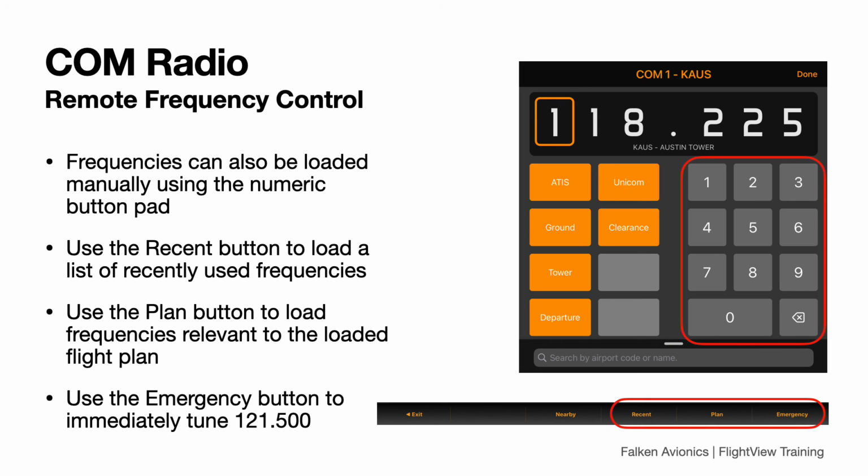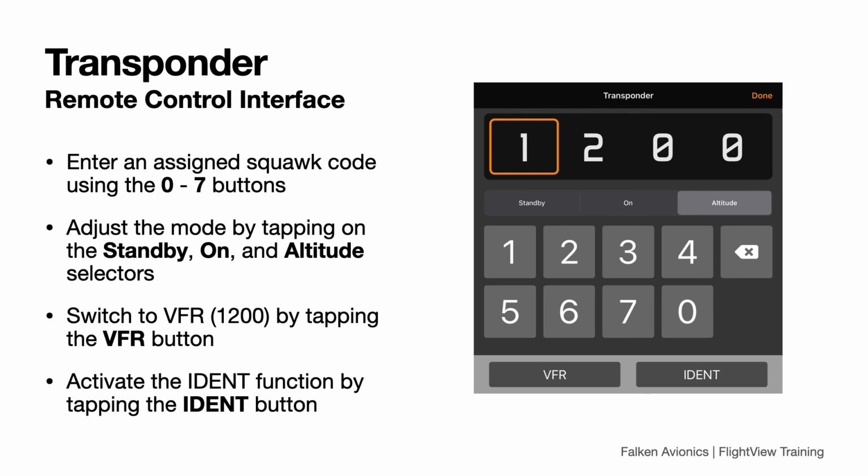A few other buttons make short work of returning to recently used frequencies, accessing frequencies associated with your current flight plan, and jumping immediately to the emergency or guard channel. The transponder interface is even easier. I only have one slide, it's that easy.